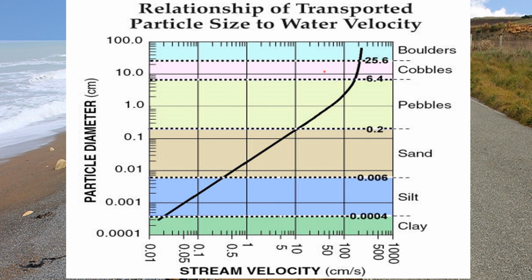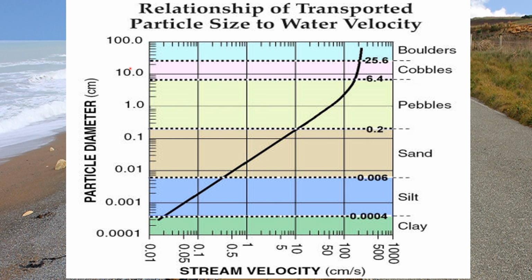Okay? And so obviously if you are asked a question in particular, you should be able to correlate either the stream velocity or the particle size to get the other. So for example, if I told you the stream was traveling at 0.5 centimeters per second, you go to here, you go to here, and you'd hit right about there. So we could carry very tiny sand and all silt and all clay.